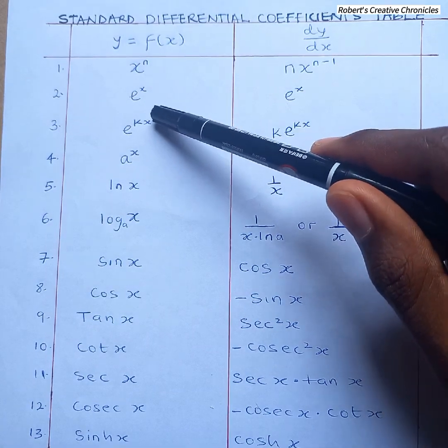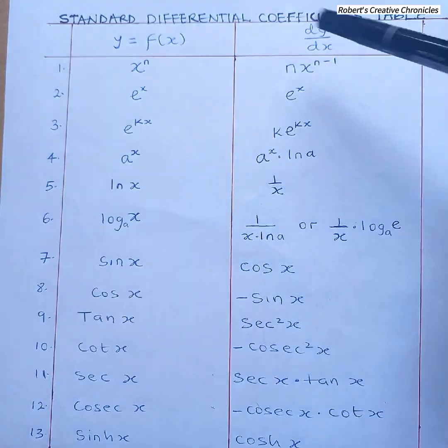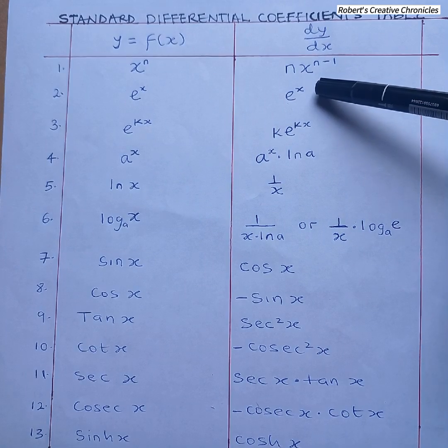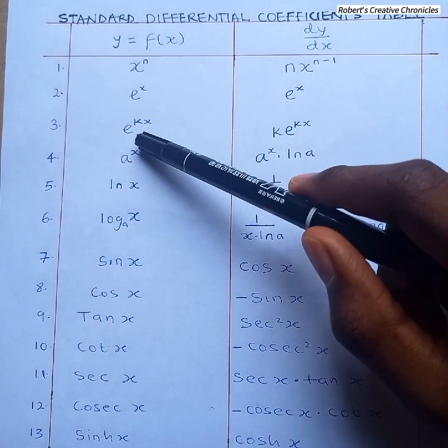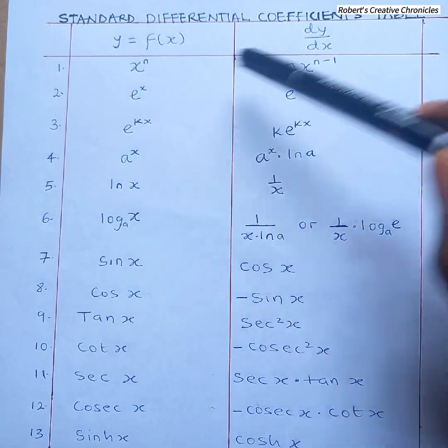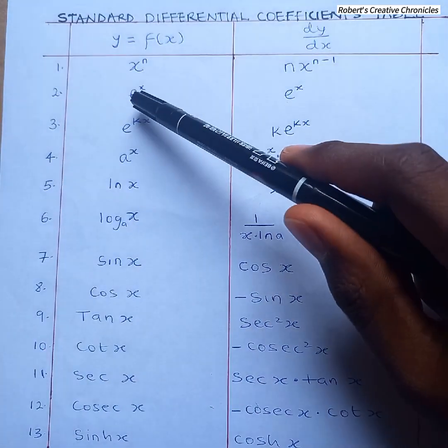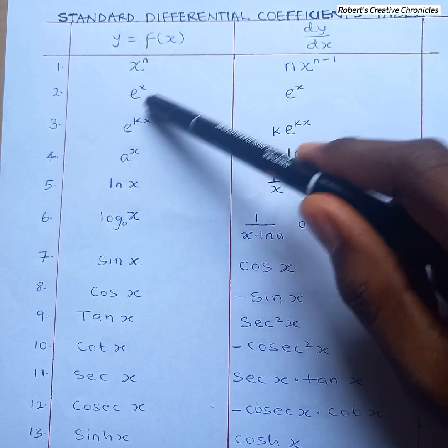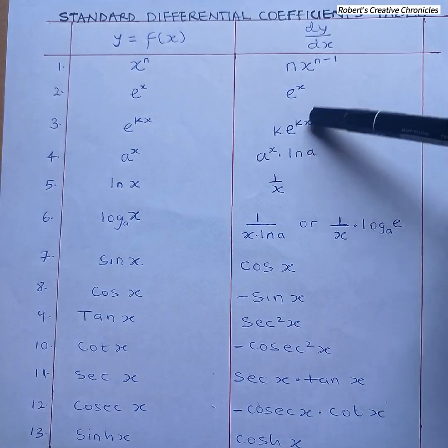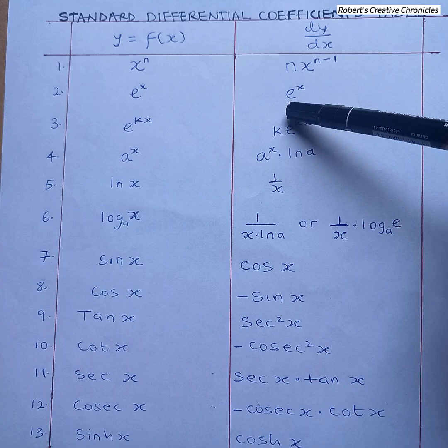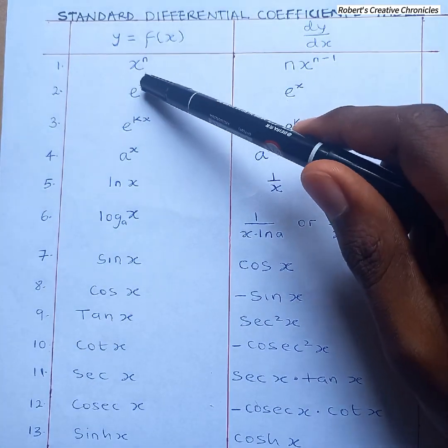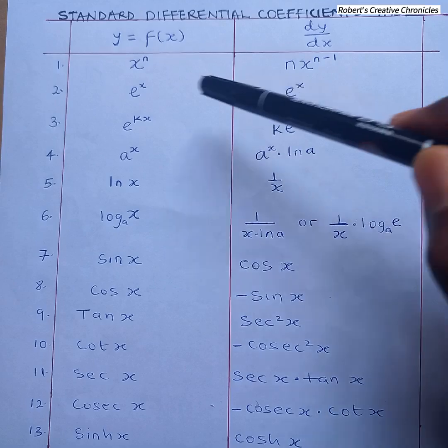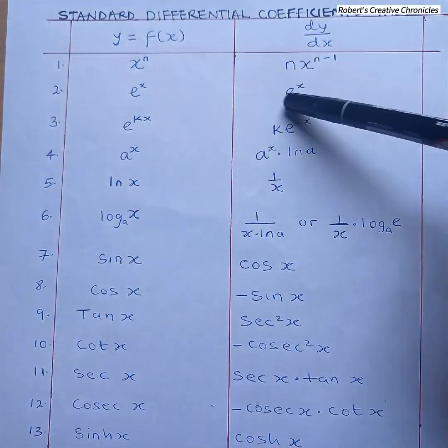So the second function is exponential x. The derivative of exponential x is still exponential x. It doesn't change. The third function is exponential kx. The derivative is given by differentiating the power, which is kx. You differentiate kx to give you k, and then you multiply the derivative by the whole function. You know, here above, the derivative of x is 1. So if you multiply 1 by this function, it will still give you this function. That is why the derivative of exponential x is exponential x.